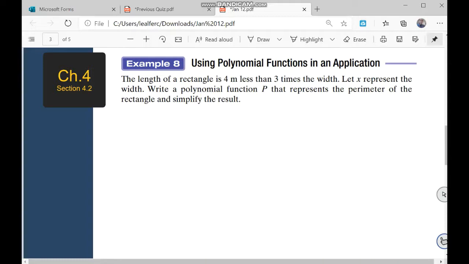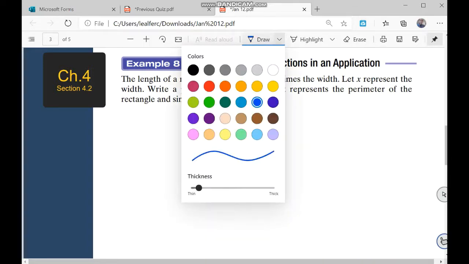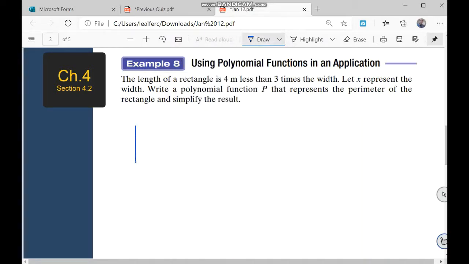The length of a rectangle is 4 meters less than 3 times the width. So we are talking here about geometry, and when we're working with geometry, it's always helpful to draw the geometric figure, and then we complete it with all the information that is available. The width is x, so let's say this is the width, x, and the length is 4 meters less than 3 times the width. So the length is 3 times x minus 4.